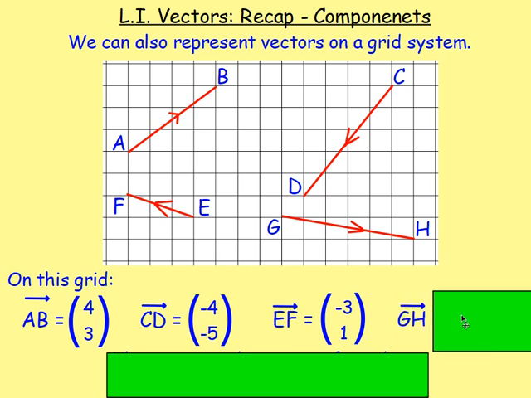And final one, let's say we're going from G to H. Well, from G to H, we're starting at G, and in the x going along the way, first of all, we're coming along 1, 2, 3, 4, 5, 6.